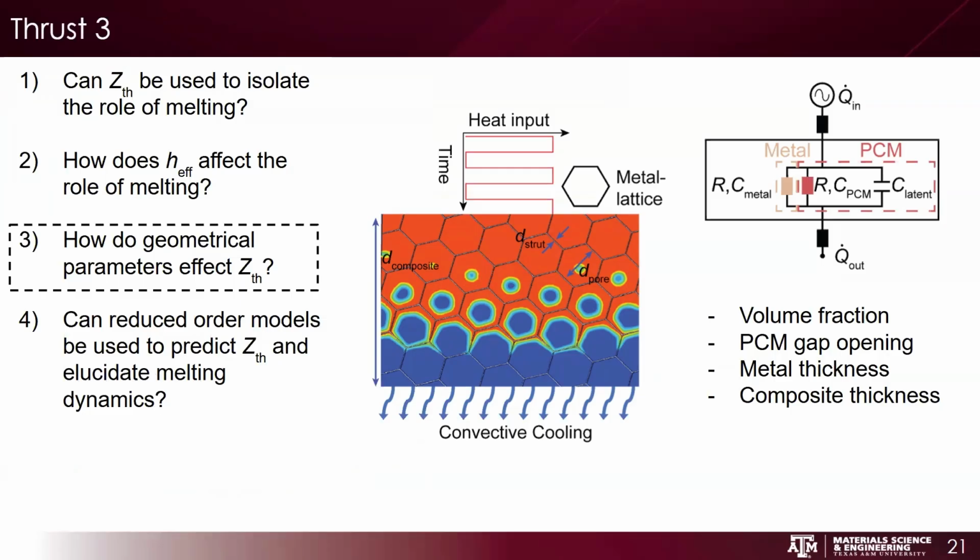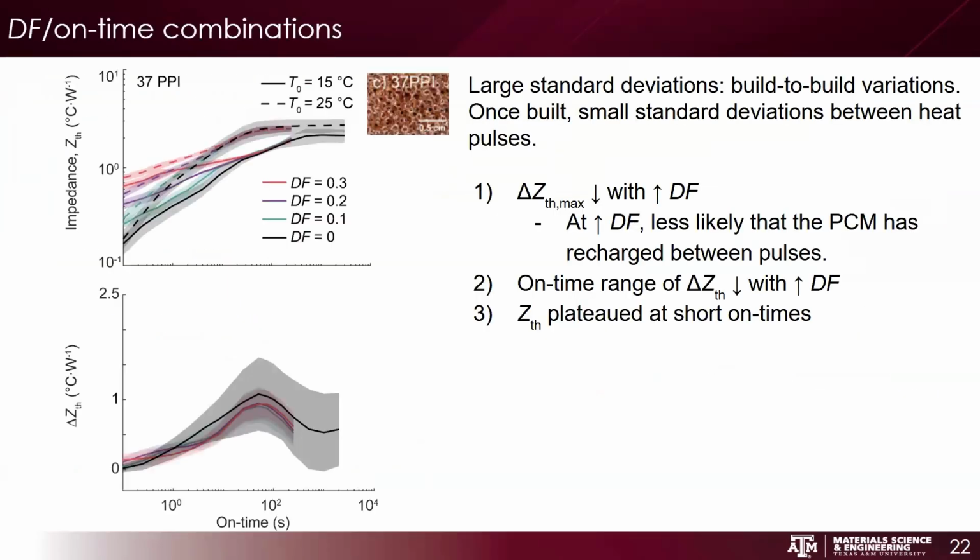So we're going to move on to thrust 3 then, which is: if we flex some of these geometrical parameters, how would this affect the thermal impedance within the systems? Similar to before, we had these duty factor thermal impedance cycles. The without-melting case would be the dashed lines, and with melting, when you're oscillating, the latent heat is being activated. There are regions over which the maximum temperature of the system is decreased.